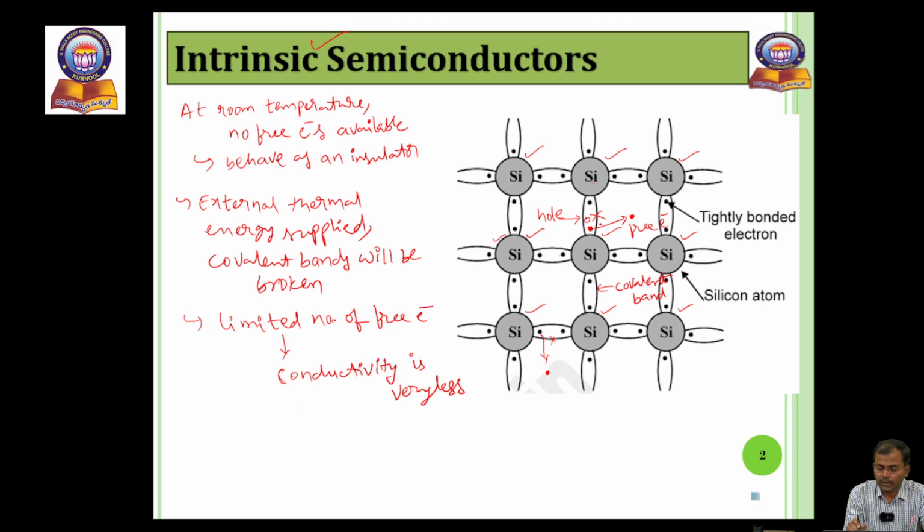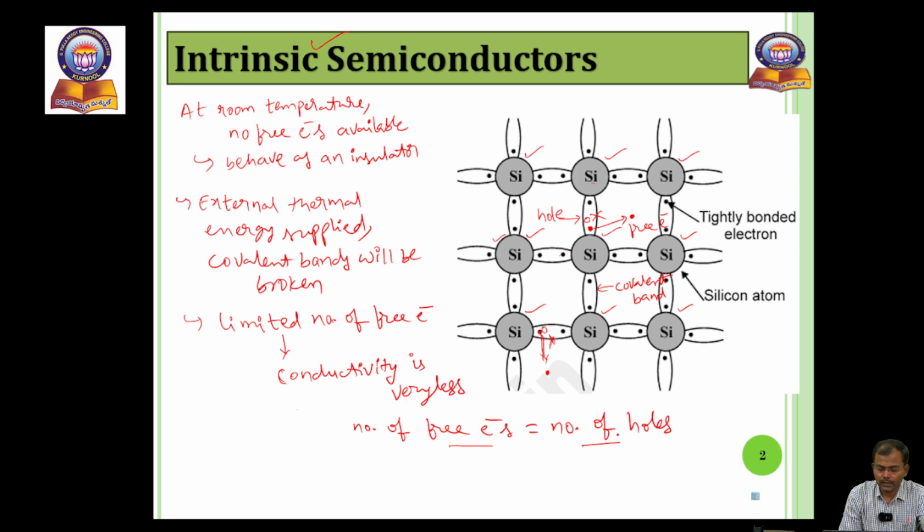Whenever one covalent bond is broken, we will get one electron and one hole. So in any intrinsic semiconductor, the number of free electrons is always equal to the number of holes. If one covalent bond is broken, one free electron and one hole are available. If another covalent bond is broken, this electron will become free and here it will create one empty space. So now a total of 2 free electrons and 2 holes are available. This is true for the intrinsic semiconductor.